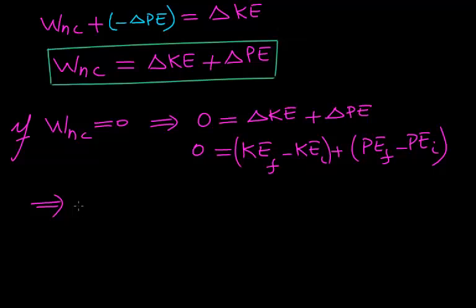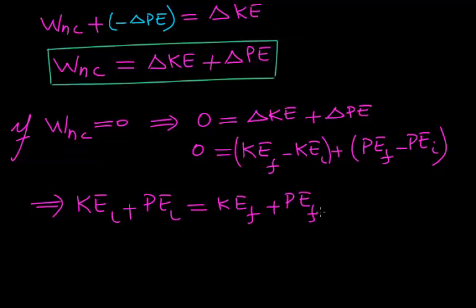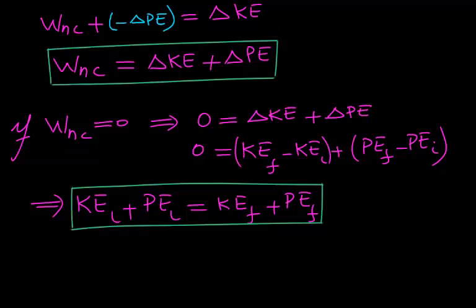KE initial plus PE initial equal KE final plus PE final. This is called the conservation of total energy. KE plus PE is called total or mechanical. They all mean exactly the same thing. Okay, so the total, I'm going to write it down in this form. E total or mechanical is the sum of KE plus PE.